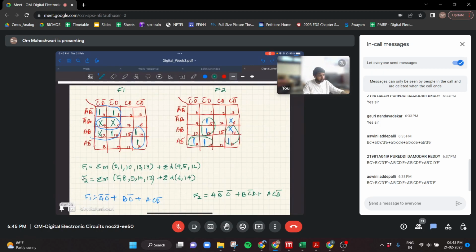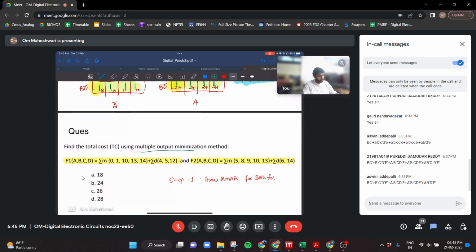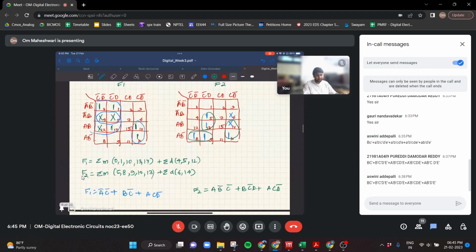Okay, so I hope there is no problem till here. Anyways, the point is that we have to do multiple output minimization. Currently we have done single function minimization, but what we are trying to achieve is to minimize the number of gates for the implementation of both the functions together. This is what we want to achieve, right?